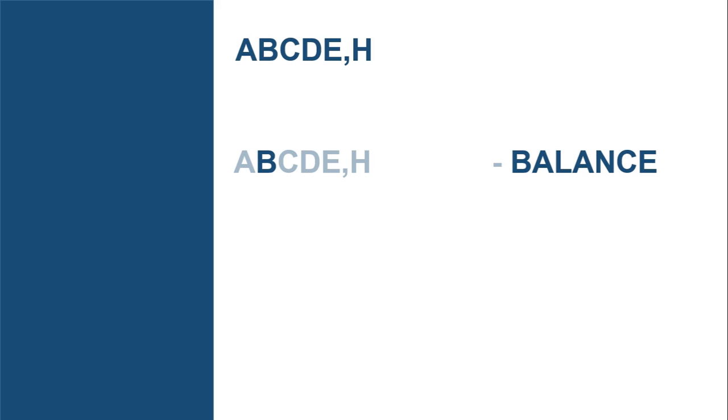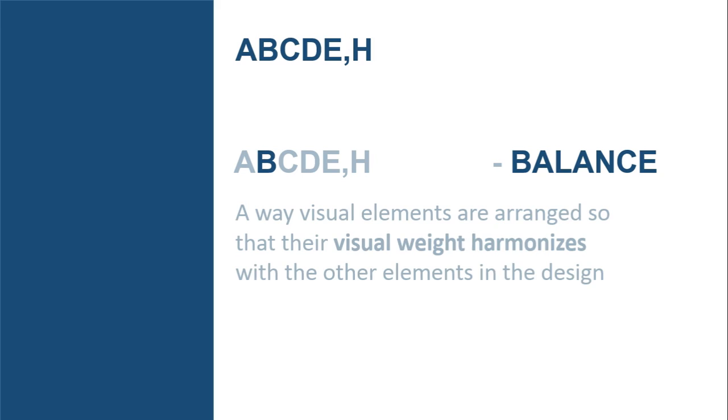But then we want to talk about balance in this context. And what's balance? Balance is the way visual elements are arranged so that their visual weight harmonizes with the other elements in the design. Now I'm going to explain. When I talk about visual weight harmonizing, you don't want your design to be very chaotic, with some aspects more dense than the others, so everyone is focused.